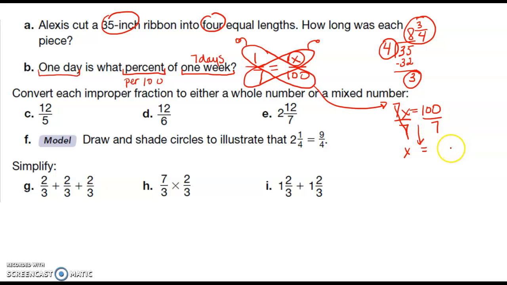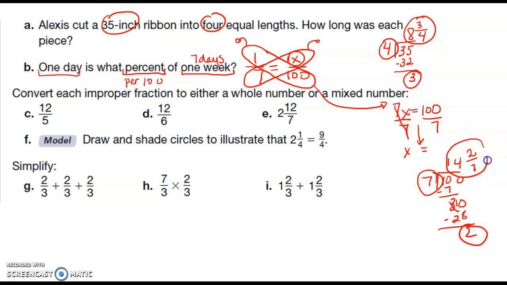Okay, no I'm not, because we need a mixed number. So 7 goes into 100, goes into 10 once, and goes into 30 four times, with a remainder of 2. So I'm going to put my remainder on top of what I'm dividing by, and that is my answer.